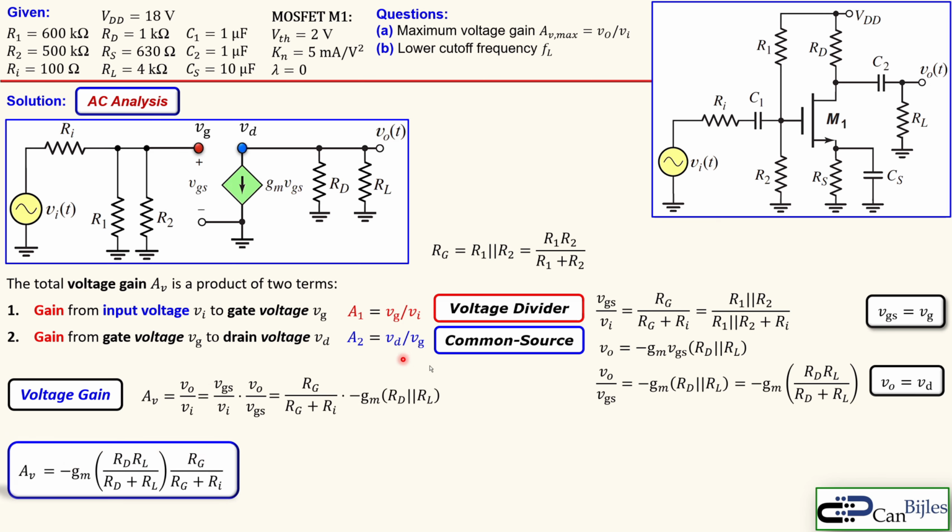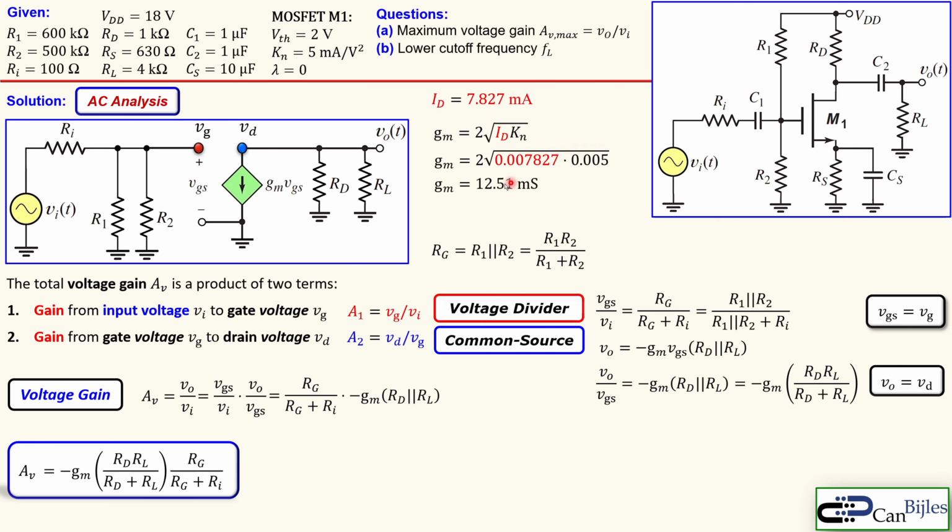And now we can also write it down like so. We have the minus GM times the parallel combination of RD and RL times this attenuation factor from this first part A1. Okay, let's now also calculate the required GM, because that's the only unknown here. For that we need the DC drain current from the DC analysis, and we can use the formula GM is equal to 2 times the square root of the product of the drain current DC times the Kn given here for the MOSFET.